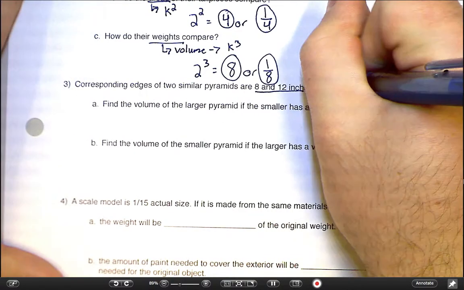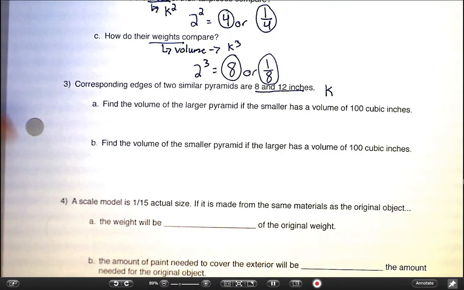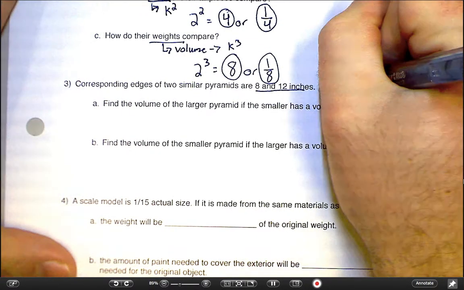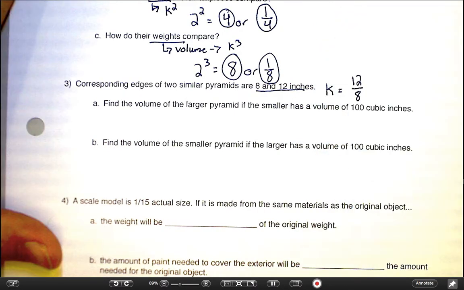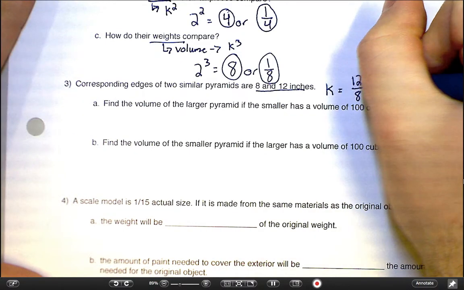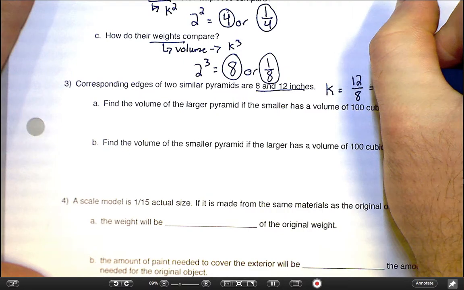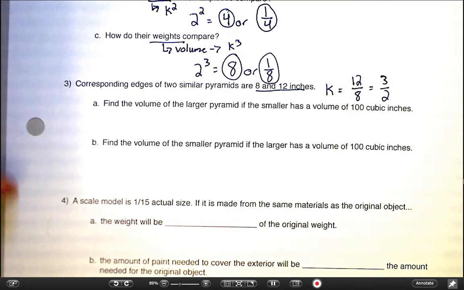So off to the side here, I'm just going to quickly find k. I don't know which way I want to divide this yet, so I'm going to go ahead and do just the 12/8 and see if that's what's going to work for me. If not, we can always flip it around later. This would be the same thing as 3/2 if I go ahead and reduce that. So I'm going to call my k value 3/2.